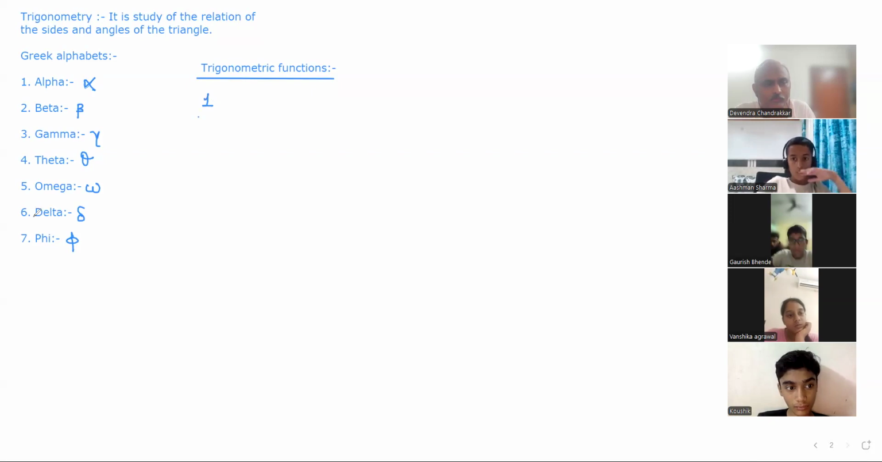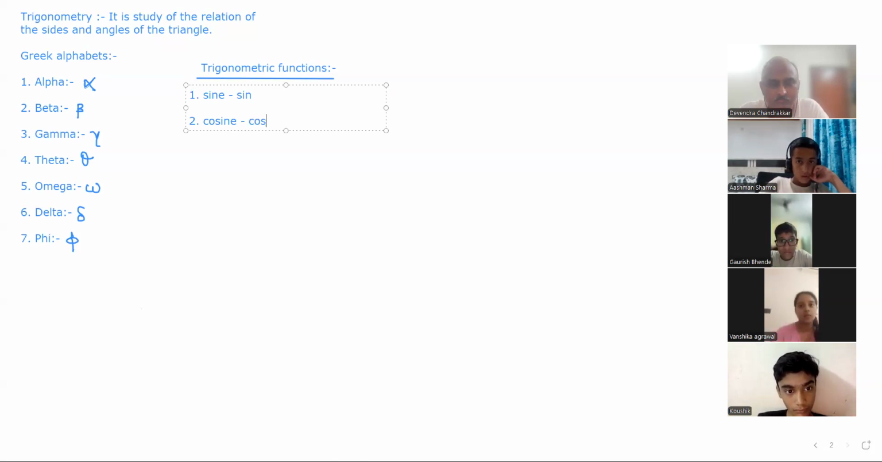So the functions are: first function is sine, S-I-N-E. In short, it is written as sin. Read it as sine, okay? Then comes cosine. In short, it is written as cos. Third is tangent. In short, it is written as tan. Then the fourth one is cosecant. In short, it is written as cosec. Cosec is nothing but 1 upon sine.